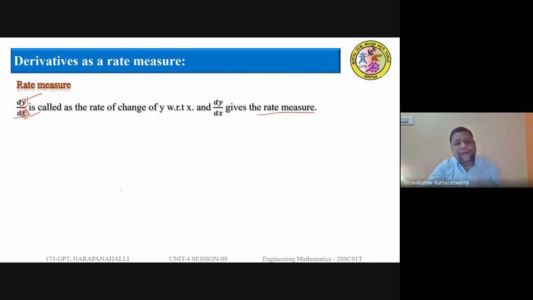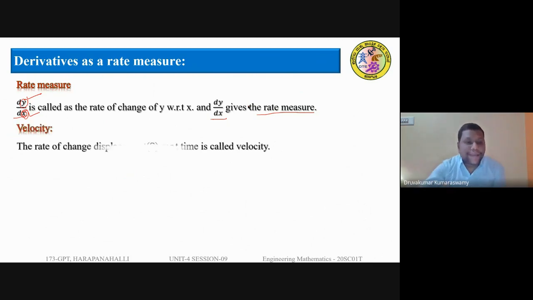With relation to one variable, how the other variable is changing, that is what we call a rate measure. Here, this dy by dx gives the rate measure. So we call dy by dx a rate measure, and based on that we can find velocity.